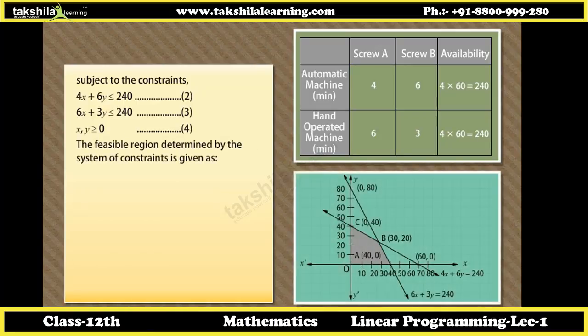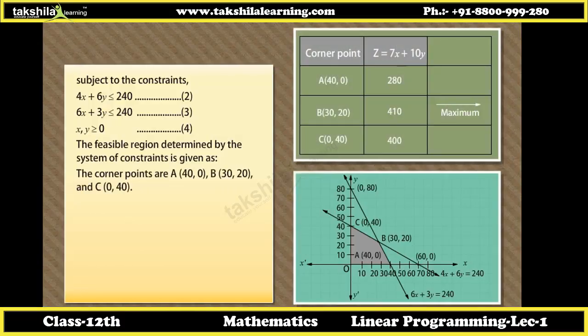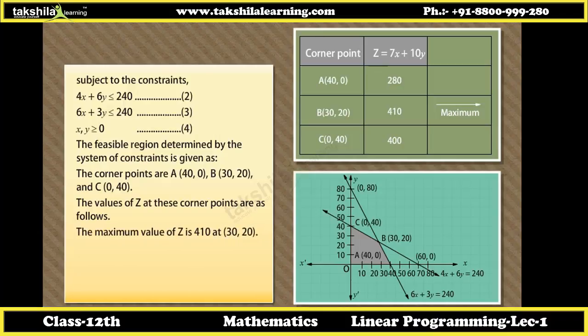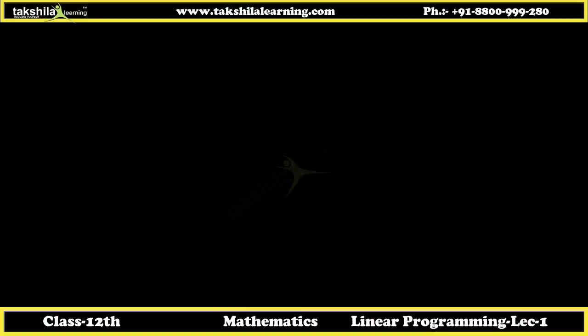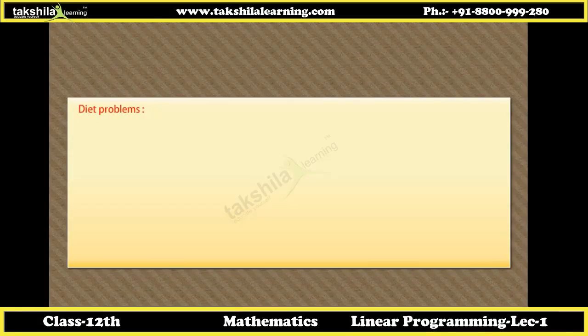The feasible region determined by the system of constraints is given. The corner points are A (40, 0), B (30, 20) and C (0, 40). The values of Z at these corner points are as follows. The maximum value of Z is 410 at (30, 20). Thus, the factory should produce 30 packages of screws A and 20 packages of screws B to get the maximum profit of ₹410.